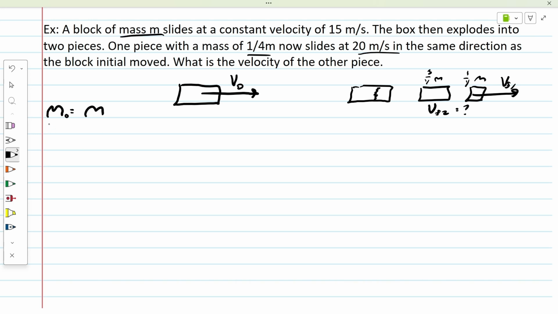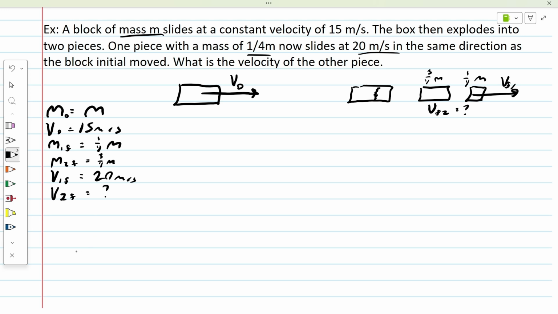And then we have an initial velocity of 15 meters per second. Then we have our m1 final, which equals 1/4 the m. We have our m2 final, which is 3/4 m because it's just the whole other part of the box. Then we have a velocity 1 final, which we know is 20 meters per second, and the velocity of the second piece is what we want to find.